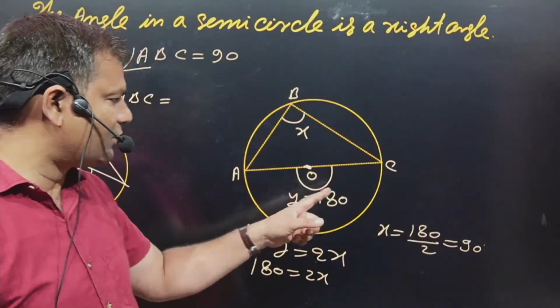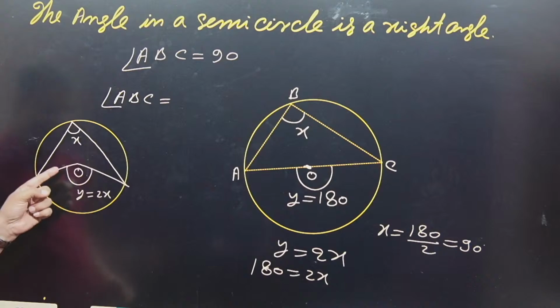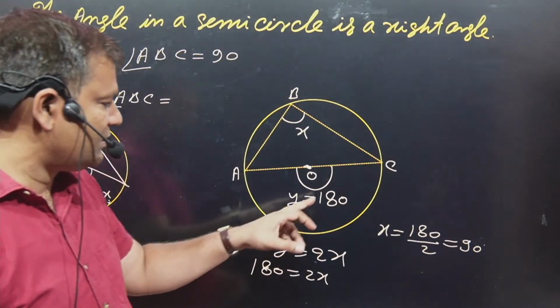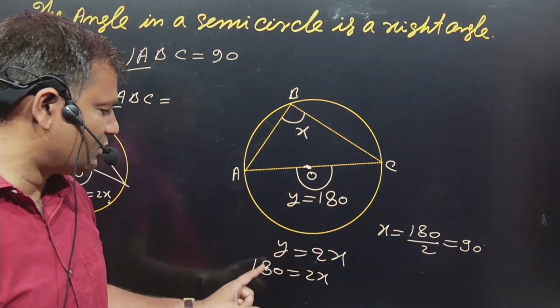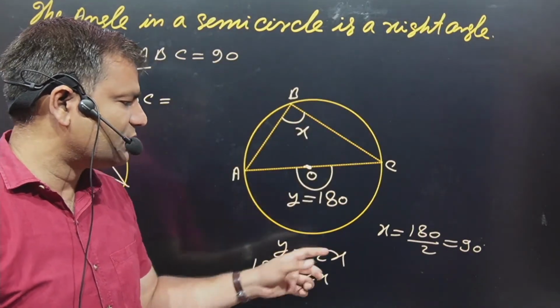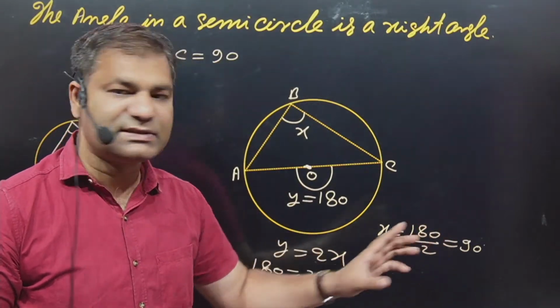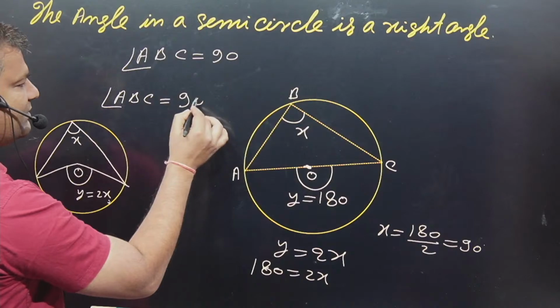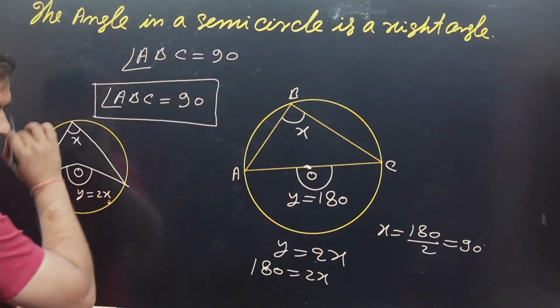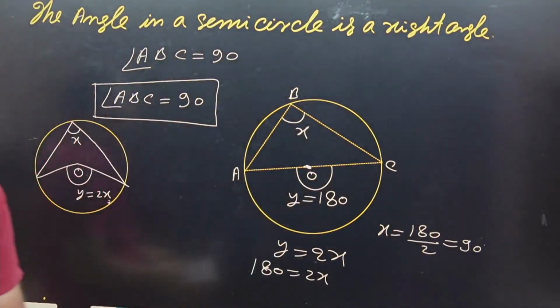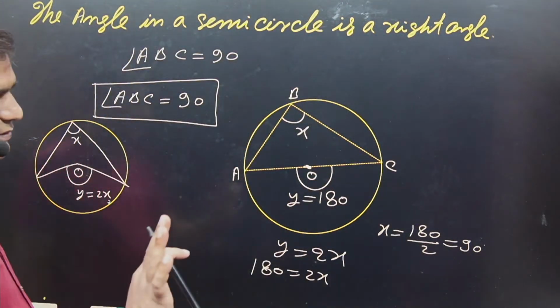180. According to the previous definition, if this angle is Y and this one is X, then Y is equal to 2X. So compare: Y is equal to 180 and this one is X. So 180 is equal to 2X, so X is equal to 180 by 2, that is 90 degrees. Clear? So finally angle ABC is a right angle, meaning 90 degrees. Proof. Now after that we will focus on the third theorem. So this theorem is clear.